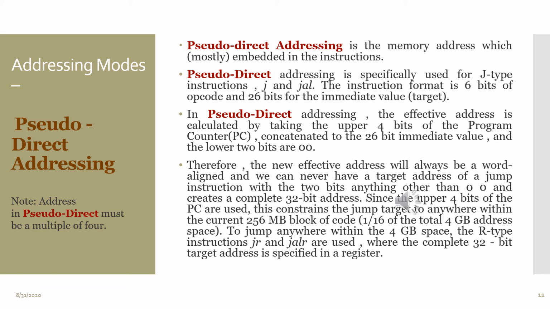Therefore, the new effective address will always be word aligned, and we can never have a jump target address with the lower 2 bits anything other than 00, which creates a complete 32-bit address. Since the upper 4 bits of the PC are used, this constrains the jump target to anywhere within the current 256 MB block of code, that is 1/16 of the total 4 GB address space. To jump anywhere within the 4 GB space, the R-type instructions JR and JALR are used, where the complete 32-bit target is specified in a register.